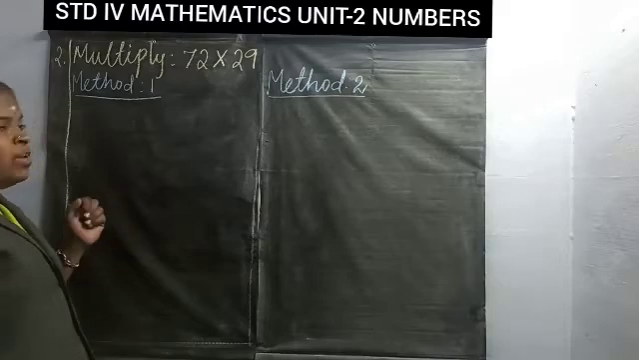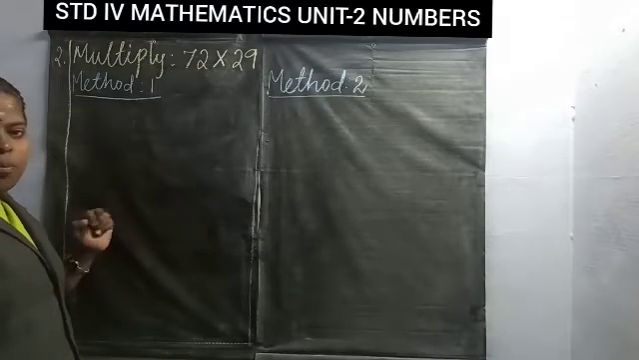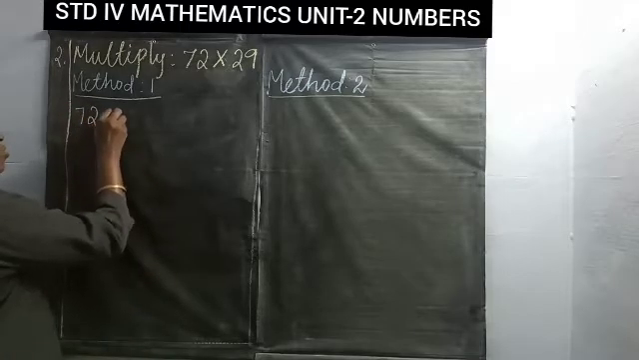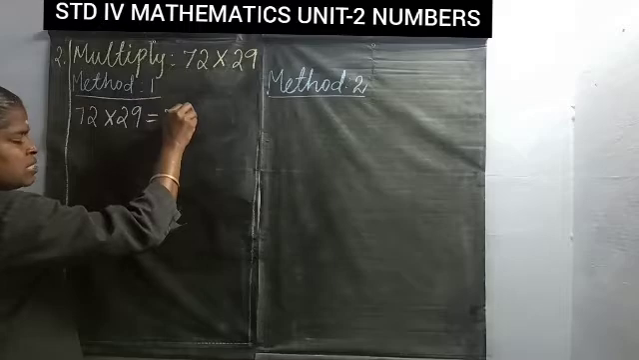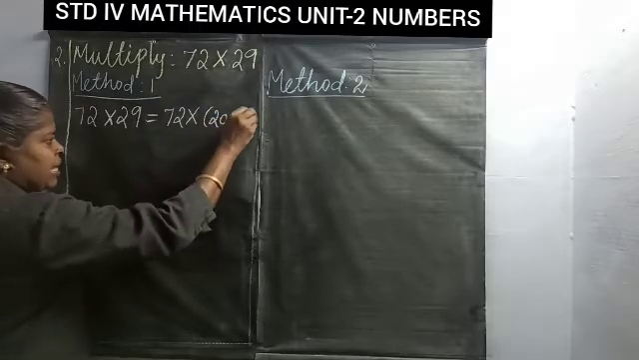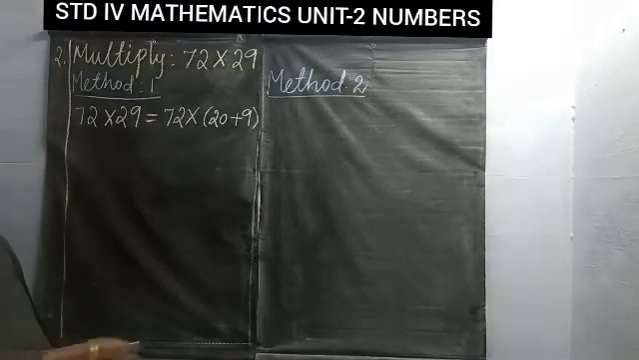Children, now we can multiply 72 into 29 in 2 methods. First method: 72 into 29 equals 72 into 20 plus 9. Step 1.